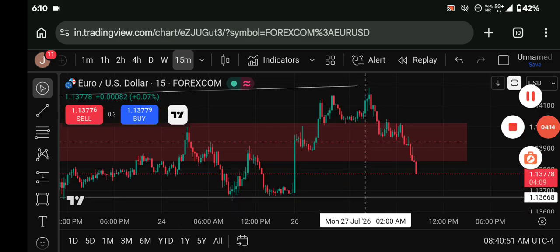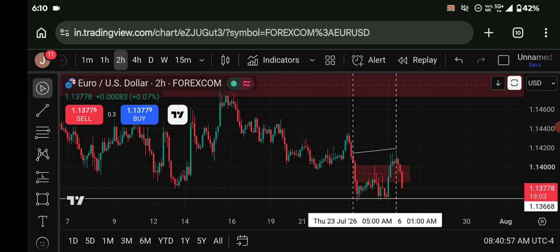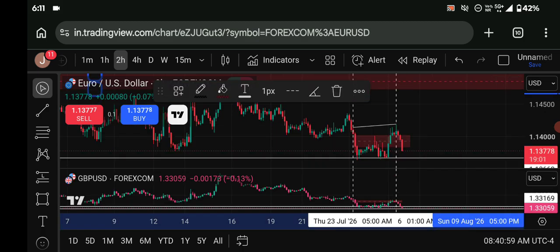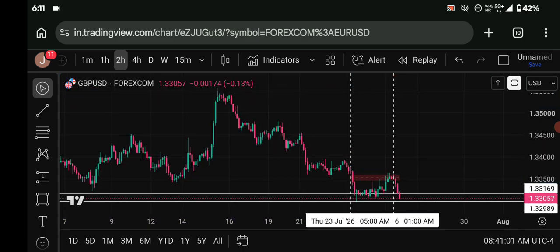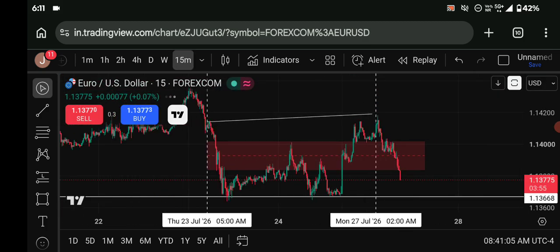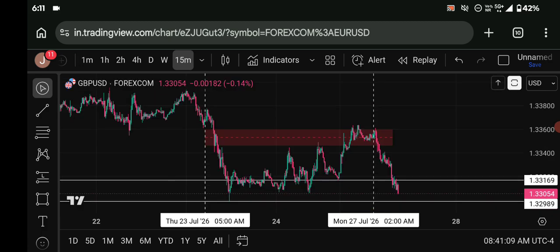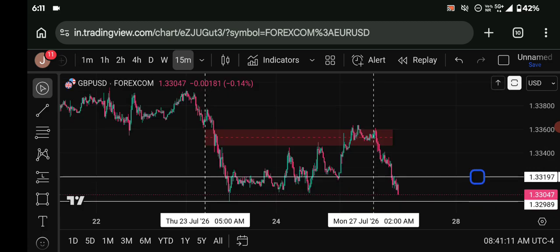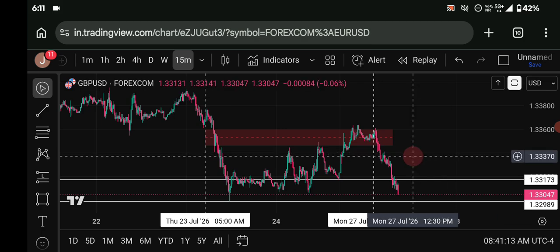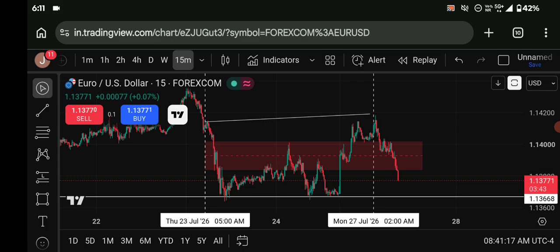So weekly IRL to ARL on both Euro and GBP, and then 2-hour SMT where this bearish fair value gap is disrespected on Euro, whereas the same bearish fair value gap is being respected by GBP. And after that 15-minute market structure shift, not on Euro but on GBP USD, you can see that here I have drawn this line. This is the MSS. So I immediately entered after this MSS happened on the 15-minute chart. So let's see how this trade goes, guys.